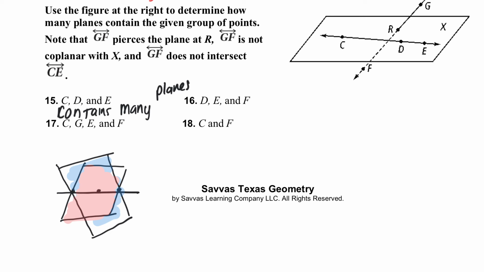16, D, E, F, and you notice they're non-collinear, so it'd be one plane. As long as they're non-collinear, it's 3 of them, so we have D, E, and F, then it contains one plane. 17, we have C, G, E, and F, and it's going to be 0 planes. And 18, we have C and F, and it's going to be an infinite number of planes.